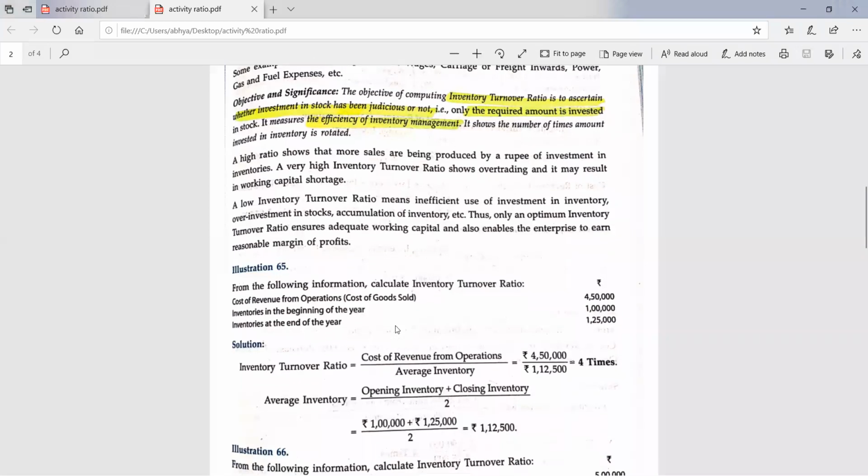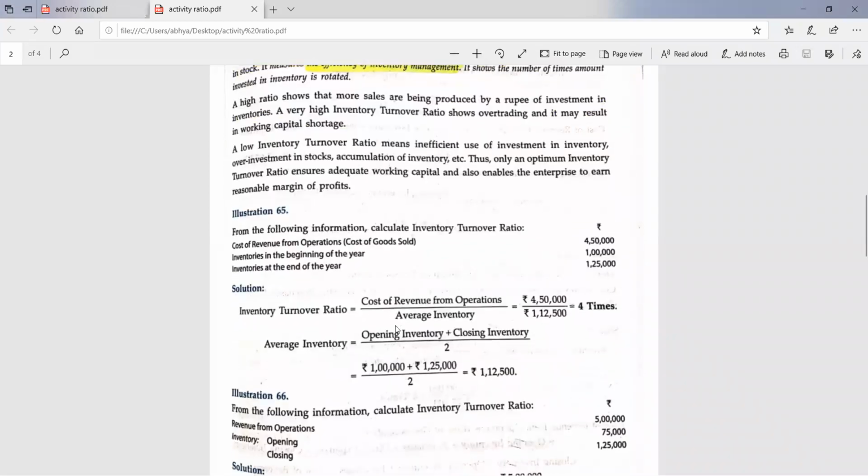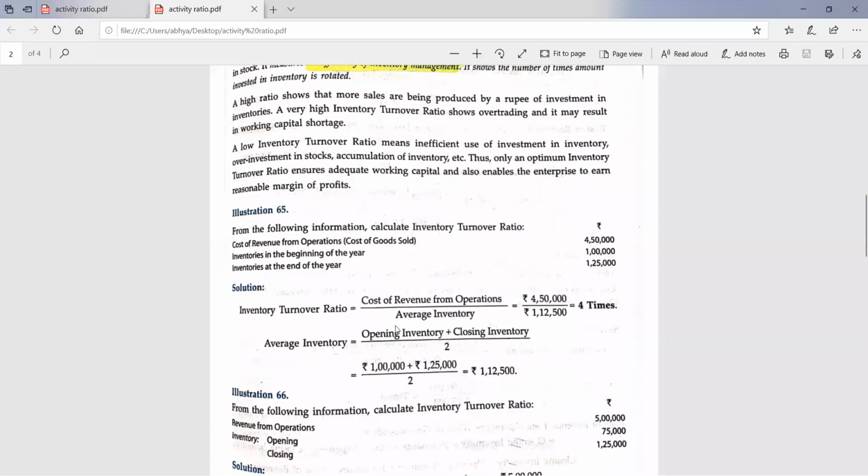Okay, so I am now displaying the next question. So you have to find out the answer. First, revenue from operations is given, which is 5 lakh. Inventory again here is given. So it's a very simple question. You have to just put the values in the formula.